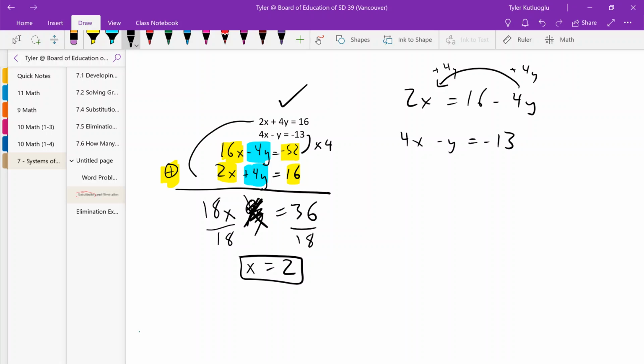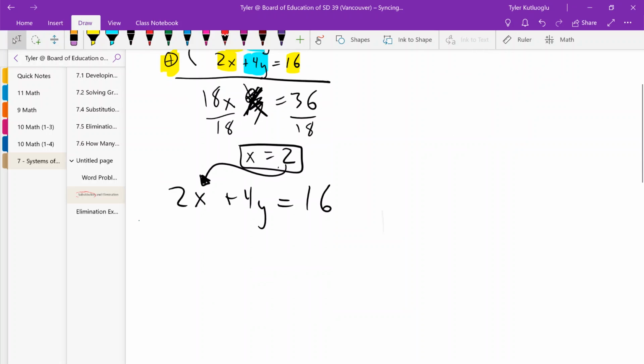Just like with substitution, now what I'm going to do is use this number and sub it in for an x value. It doesn't matter which equation we use. I'm going to use the first one because it looks easier. 2x plus 4y equals 16. So that x is going to be replaced by 2.